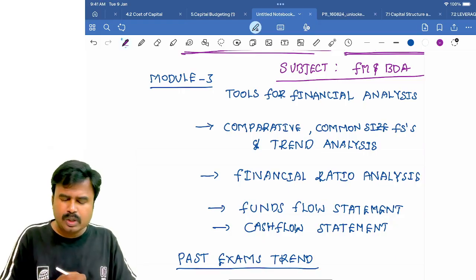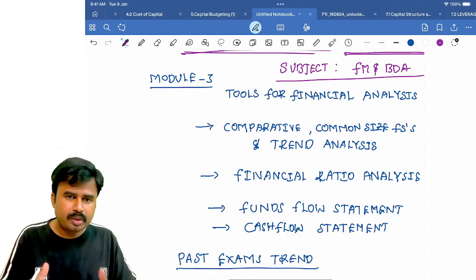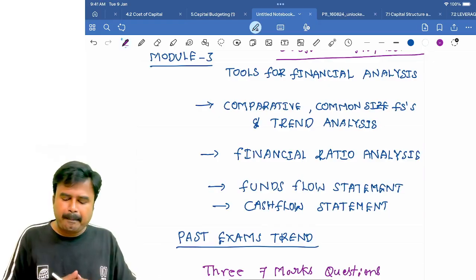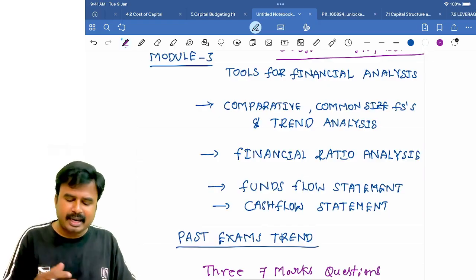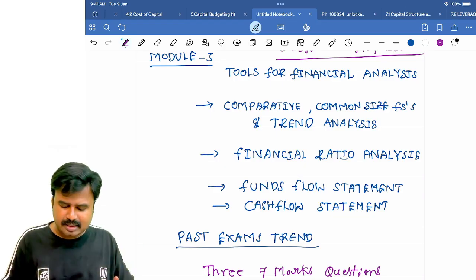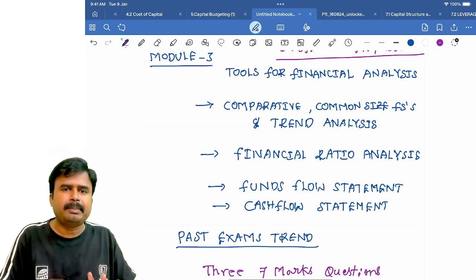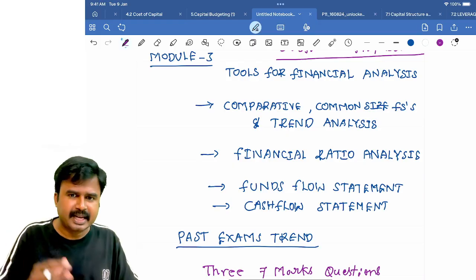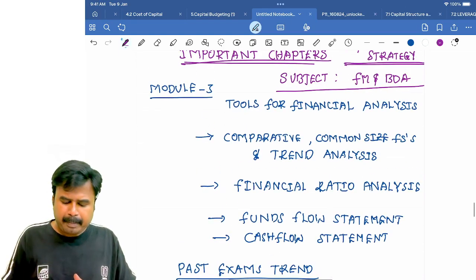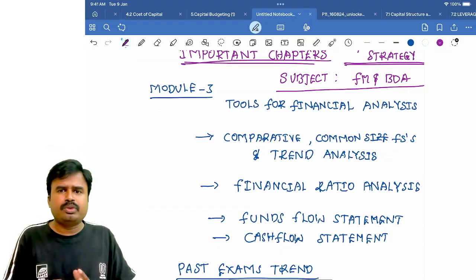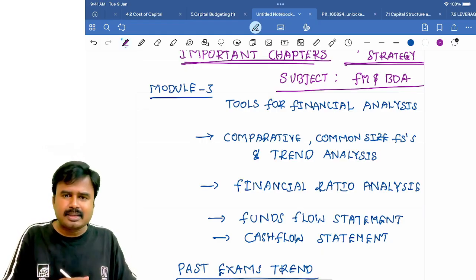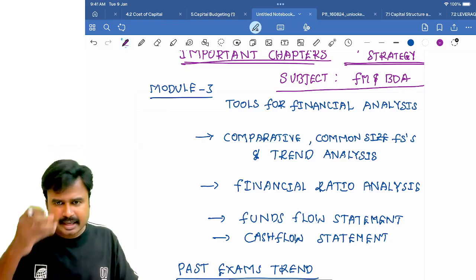Module 3, tools for financial analysis. As you know, this particular chapter broadly covers comparative common size financial statements and trend analysis, financial ratio analysis, funds flow statement and cash flow statement. There are 4 chapters in this particular module 3 actually, which carries very high weightage. By preparing these chapters, don't think that tools for financial analysis means only ratio analysis. You should cover comparative common size financial statements and trend analysis, and also funds flow statement and cash flow statement.